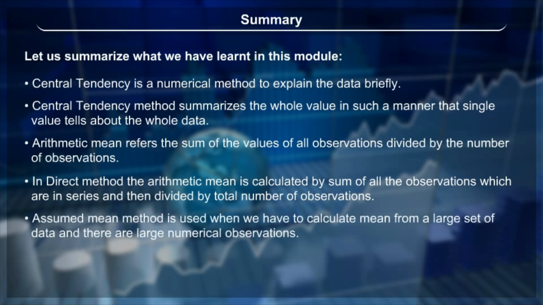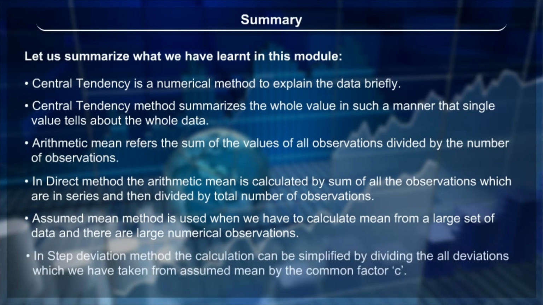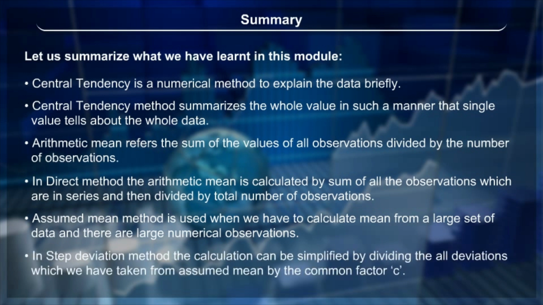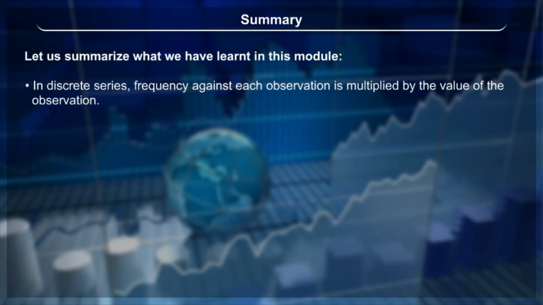Assumed mean method is used when we have to calculate mean from a large set of data and there are large numerical observations. In the step deviation method, the calculation can be simplified by dividing all the deviations which we have taken from the assumed mean by a common factor C. In discrete series, the frequency against each observation is multiplied by the value of the observation.